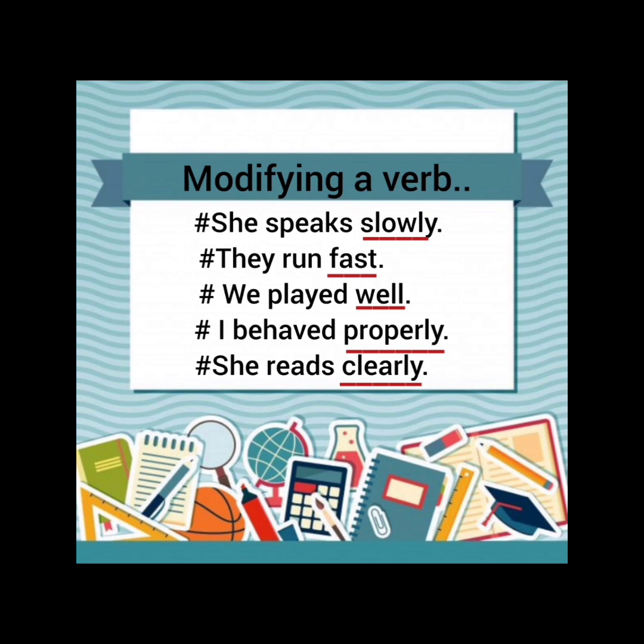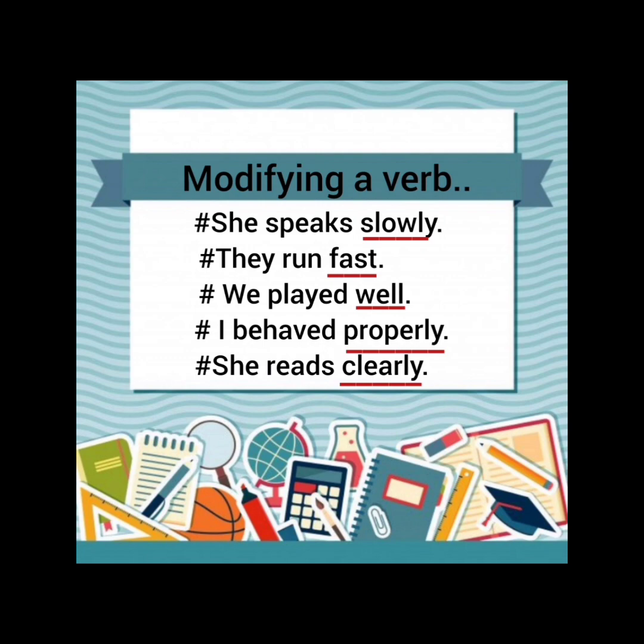She speaks slowly. First of all, we have to look at the structure of the sentence: she is the subject, speaks is the verb, and slowly is used here to modify the action, that is speaks. So in this case, slowly is used to modify the action or the verb speaks. They run fast. Again, structure: they is the subject, run is the verb, and fast is the modification of the action.